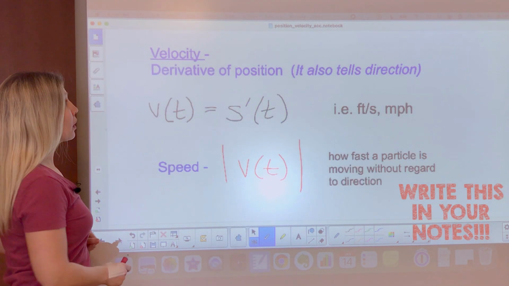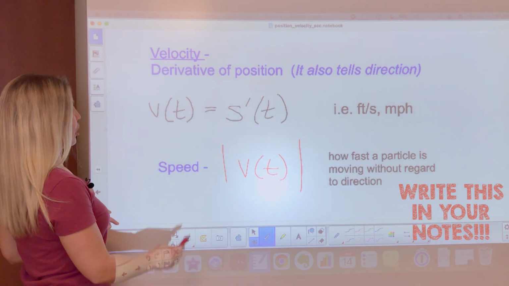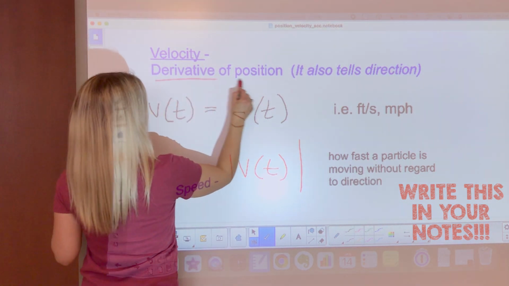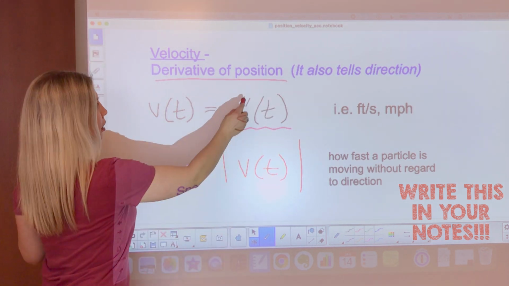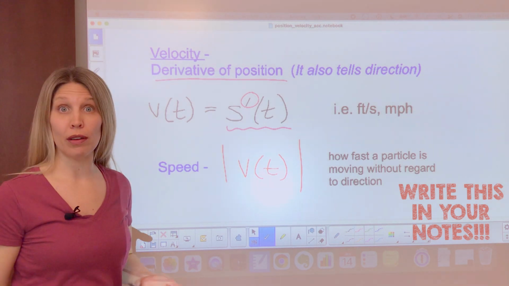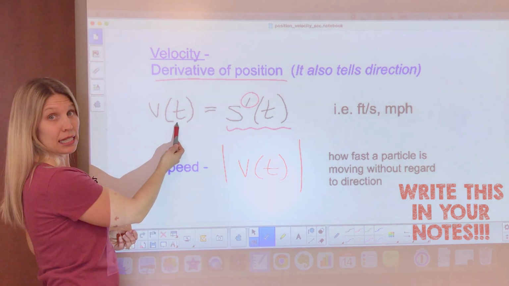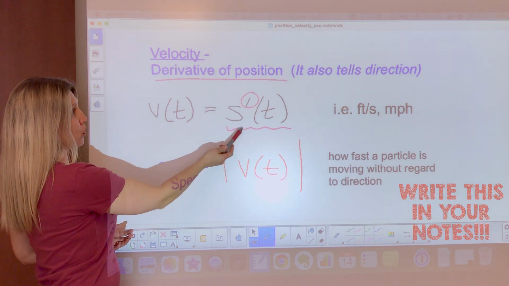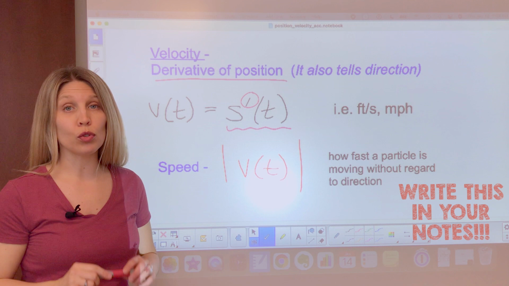Next, velocity. Velocity here is the derivative of position. So notice here's our position equation, and this symbol right here means derivative. So velocity, v(t), there's that t again, is the derivative of position. Now this will also tell you direction.